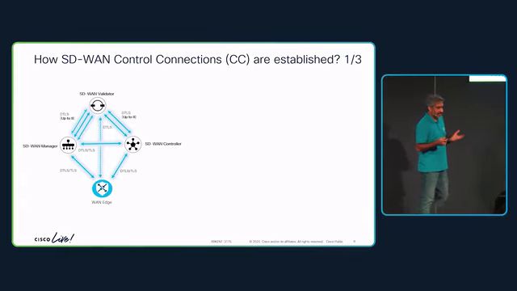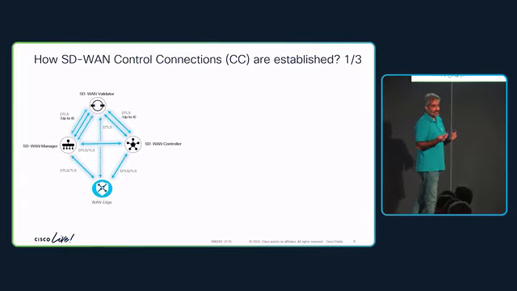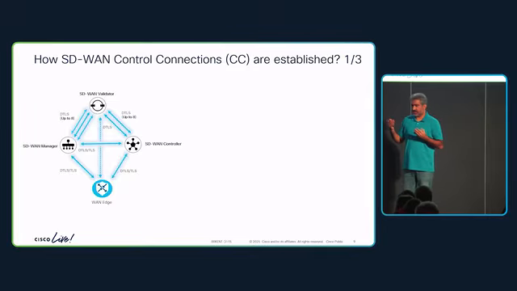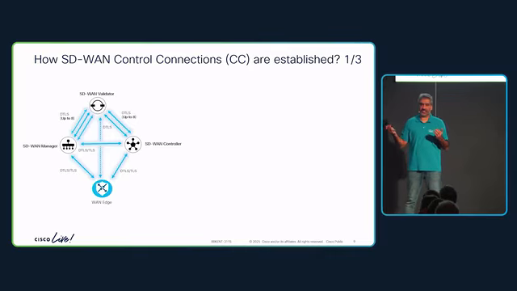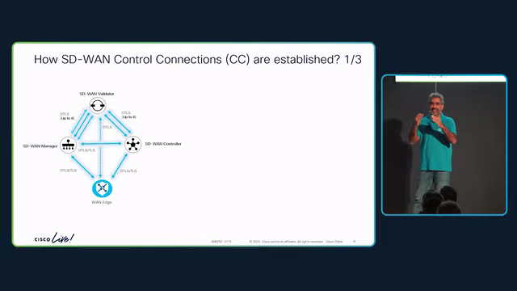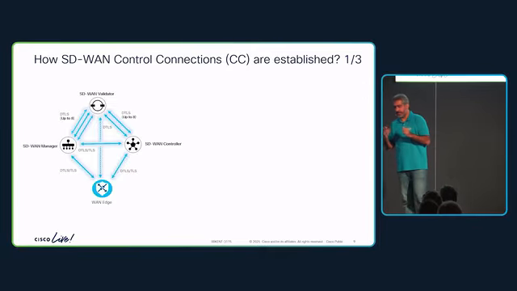So now we're going to talk about how this control connection is built. A Cisco SD-WAN Manager and Cisco SD-WAN Controller initially contact and authenticate with the Cisco SD-WAN Validator.